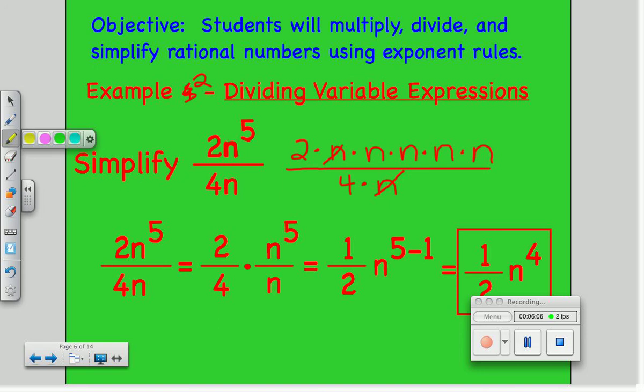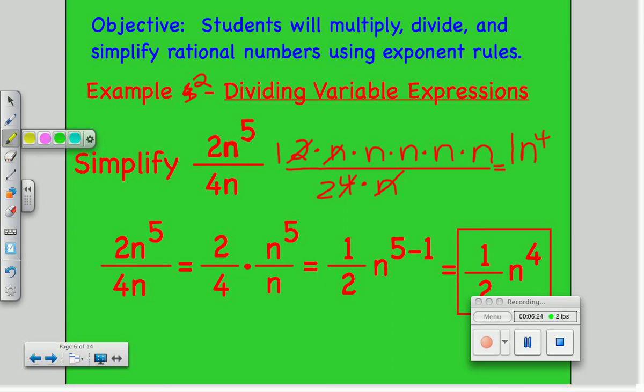2 over 4 can be reduced. 2 divided by 2 is 1. 4 divided by 2 is 2. So what do I have left on the top? I have 1 times n times n times n times n. So I have n raised to the power of 4.